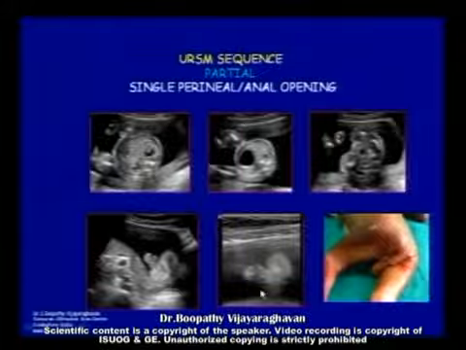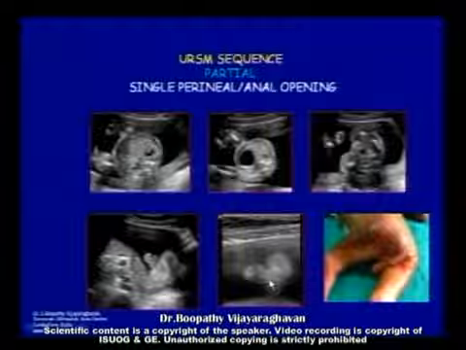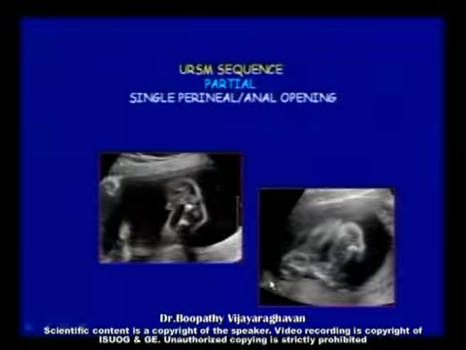And if you fail to see the anus, you cannot be complete in your diagnosis. You will say it is bilateral hydronephrosis. That's all.